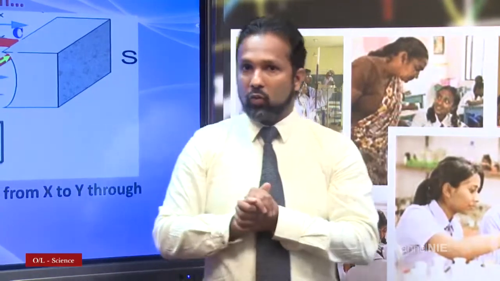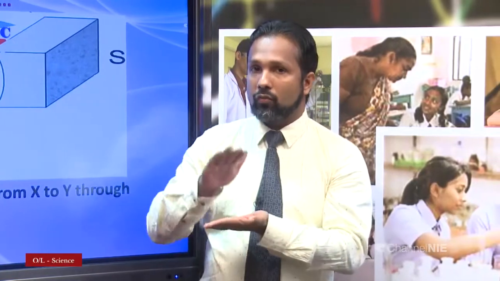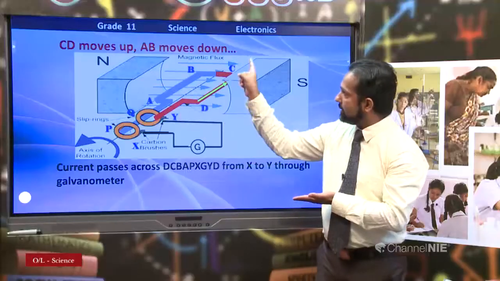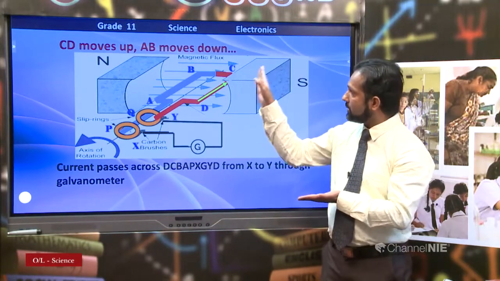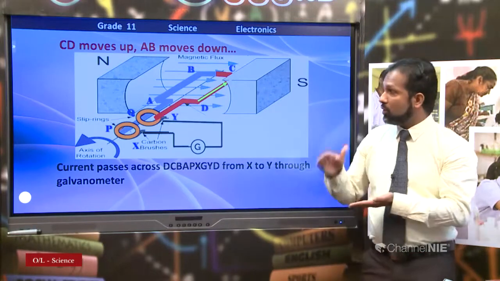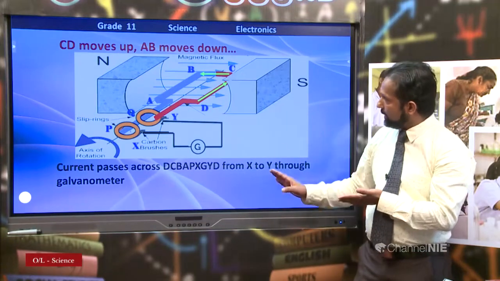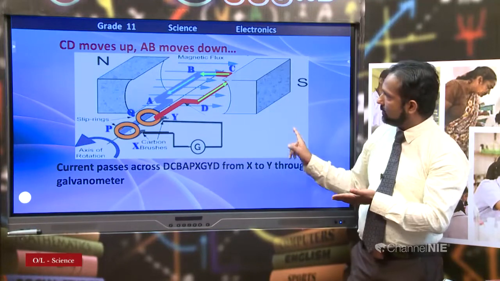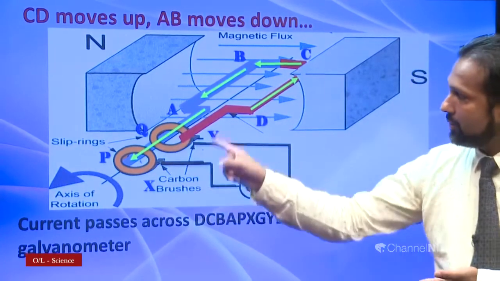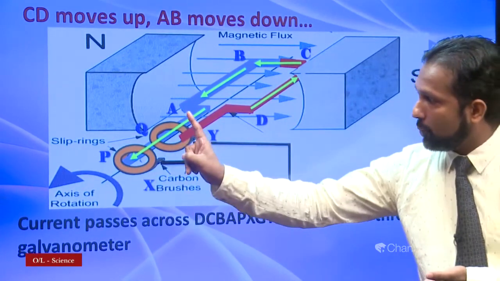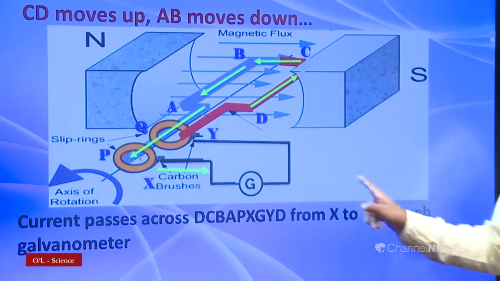Now, my dear children, can you understand the difference in the flow of current? Earlier, current flowed from A, B, C, D. That means in the first instance, flow of current took place from C to D. In the second instance, flow of current takes place from D to C. Now, D to C, C to B, B to A, A to P slip ring, from P to X carbon brush, X carbon brush to galvanometer.